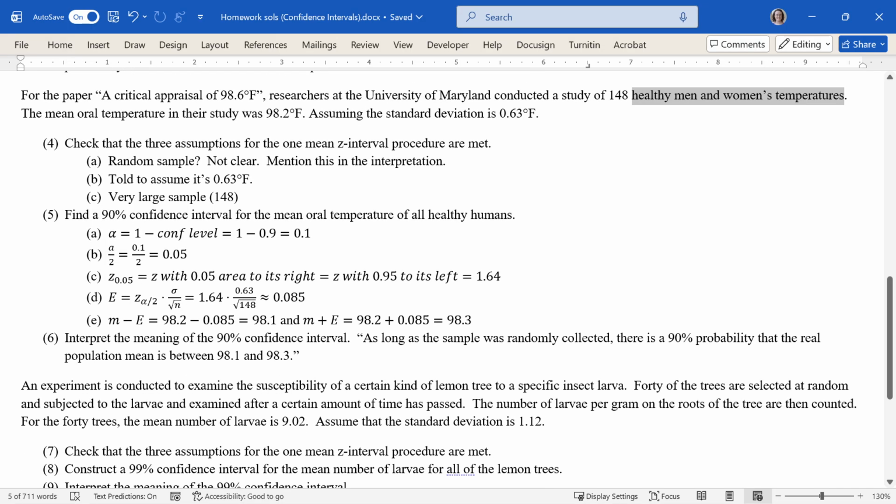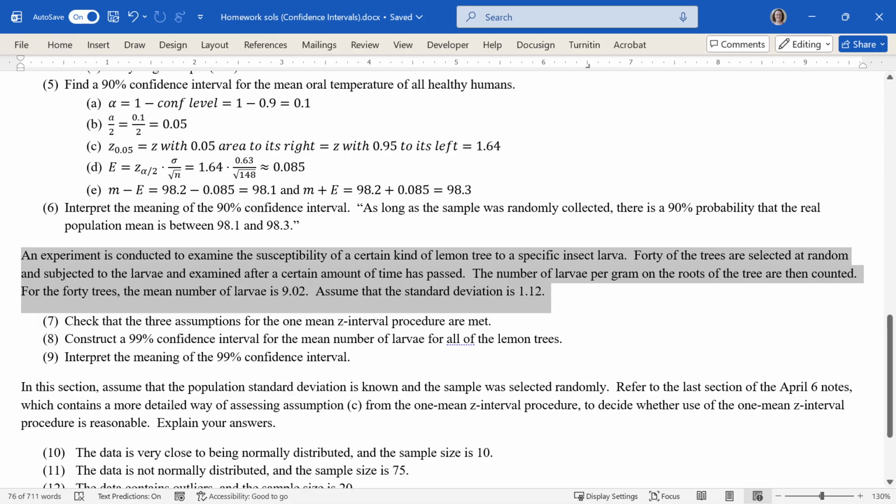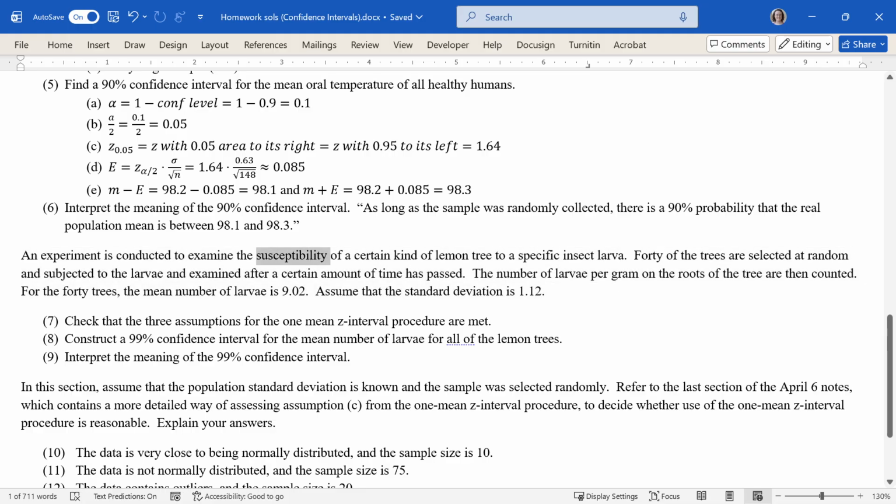Okay, let's quiet the ADHD brain and move on to the third question here. An experiment is conducted to examine the susceptibility of a certain kind of lemon tree to a specific insect larva. I guess by susceptibility they mean that the insects are making the tree sick. Yeah, insects do sometimes lay their eggs like in fruit, so then it could infect the tree, I guess. Maybe? I don't know. Okay, anyway.